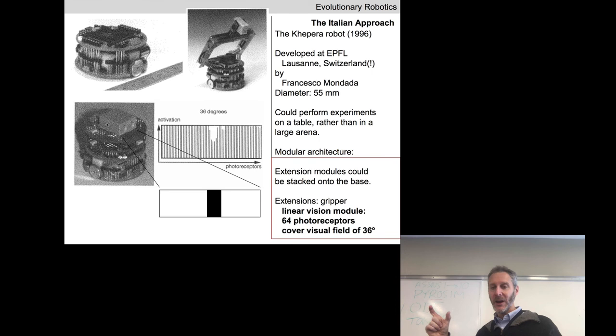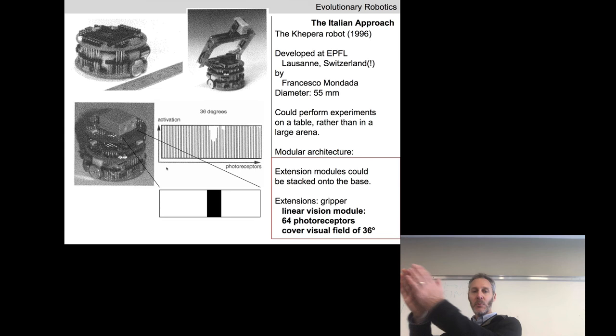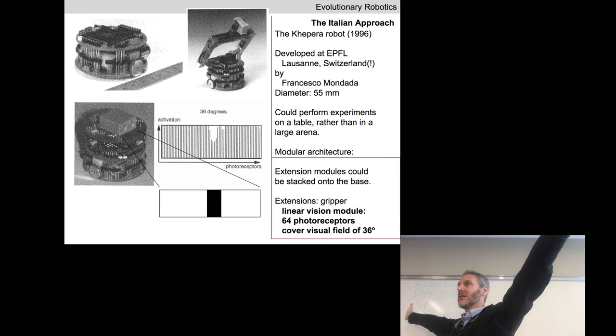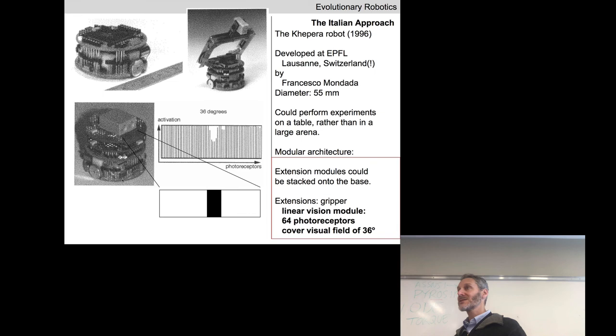Another extension that you can add is not a camera. This is a linear vision module. What do I mean by that? It's basically 64 light sensors on the front of the robot pointed more or less like our field of view, so whatever that is, 120, 140 degrees in front. At every time step inside the robot's controller, it gets back 64 numbers. The bigger that number, the more light that's falling on that particular photosensor.